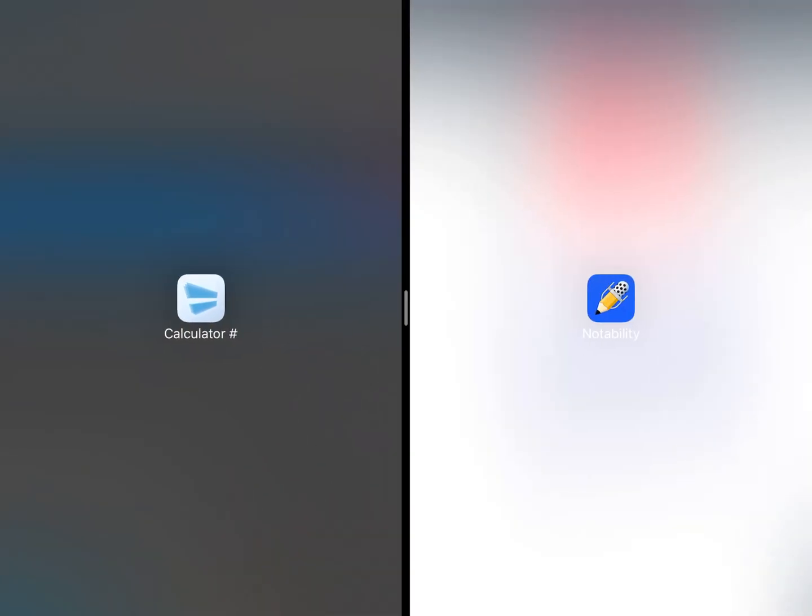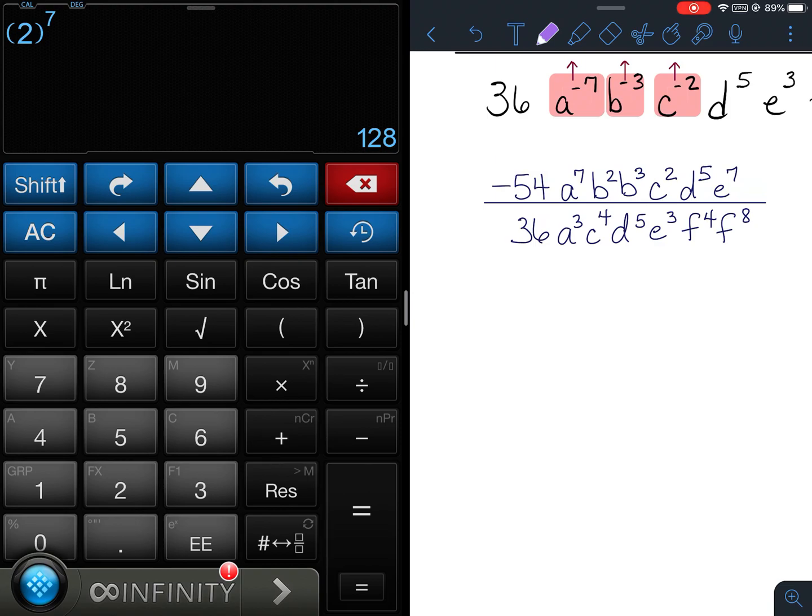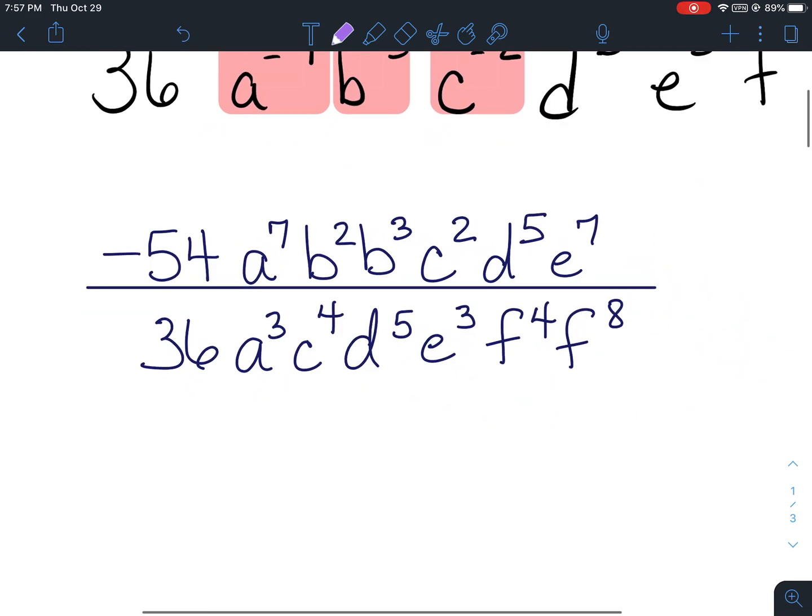So to do this, I'm going to start with my coefficients. And my coefficients are negative 54 over 36, which is negative 3 halves. So this is going to be negative 3. On the bottom is going to be a 2. a to the third has the smaller exponent. 7 minus 3 is 4. c to the second has the smaller exponent. And 4 minus 2 is 2.